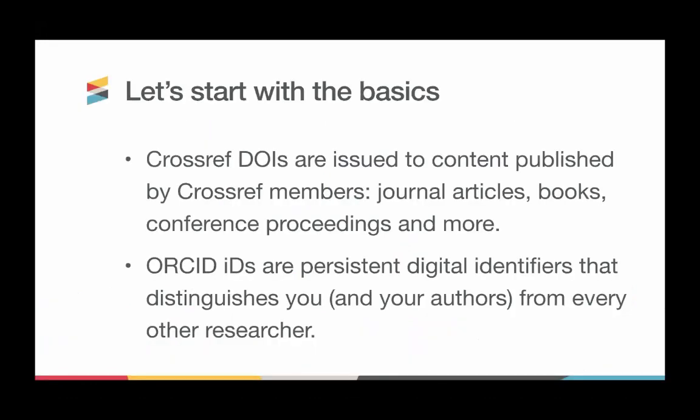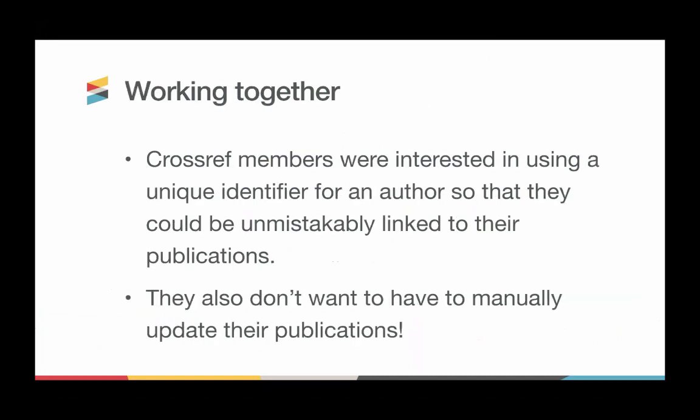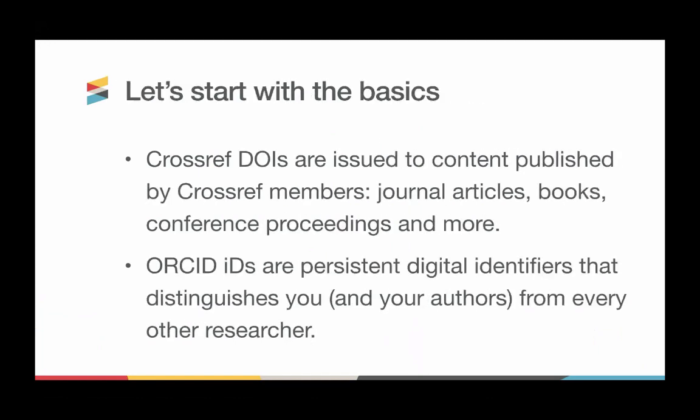So I wanted to start at the basics because sometimes people will ask, okay, Crossref DOIs, ORCID IDs, what's the difference? Are they not just the same thing? So Crossref DOIs are issued to content that's published. So things like journal articles, books, conference proceedings, and more. So they're issued to research outputs, things that can be published, can be posted online, and tend to result as a product from research.